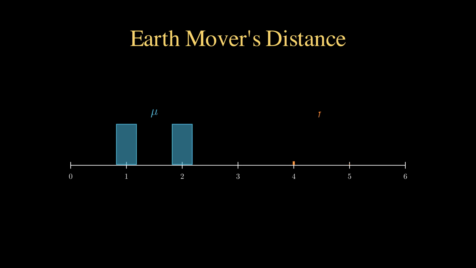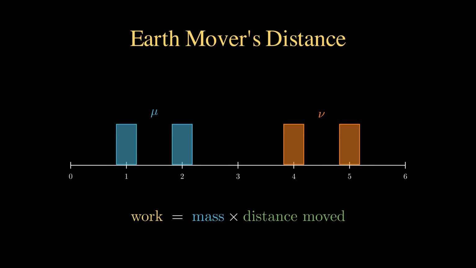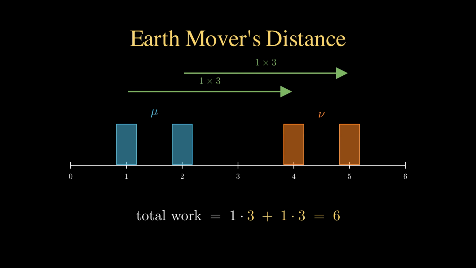So, forget probability for a second. Imagine the two distributions as actual piles of dirt. Two stacks called mu over here, two stacks called nu over there. To turn one configuration into the other, you have to physically move the dirt, and the work it takes is mass times distance. Move 1 unit of dirt from position 1 over to 4 and you do 3 units of work. Move the second pile and you do another 3, 6 units of work in total.